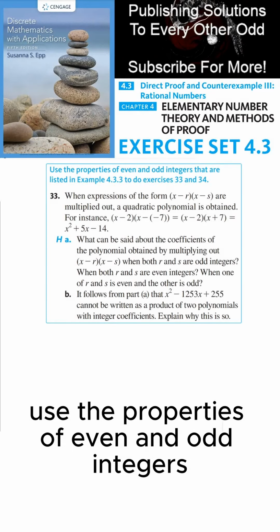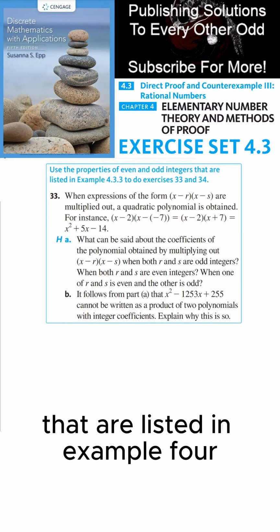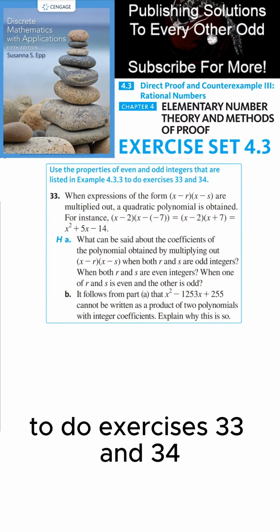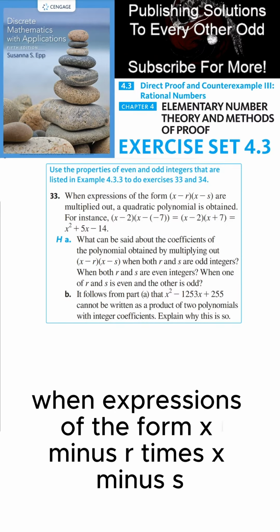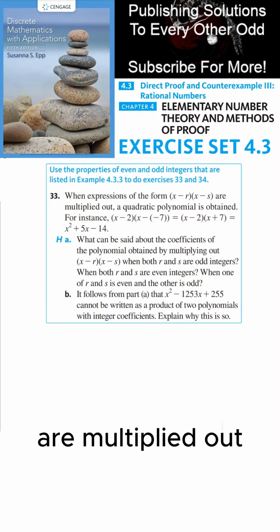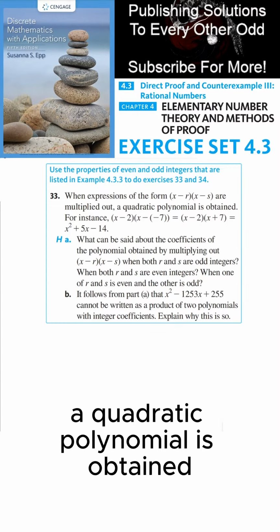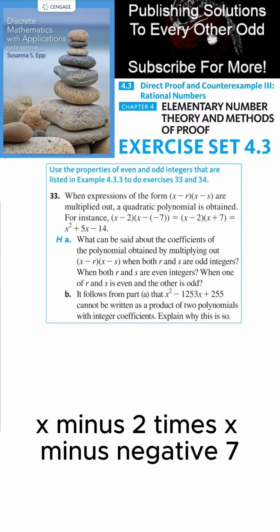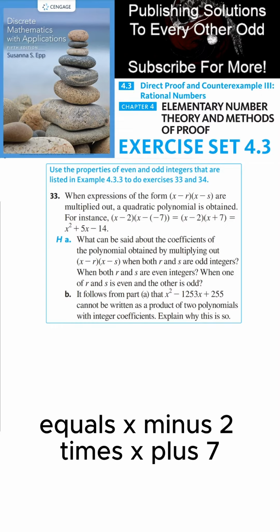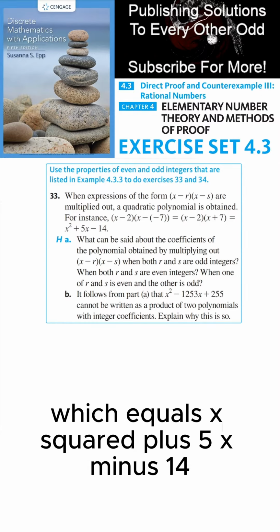Use the properties of even and odd integers that are listed in example 4.3.3 to do exercises 33 and 34. When expressions of the form (x − r)(x − s) are multiplied out, a quadratic polynomial is obtained. For instance, (x − 2)(x − (−7)) = (x − 2)(x + 7) = x² + 5x − 14.